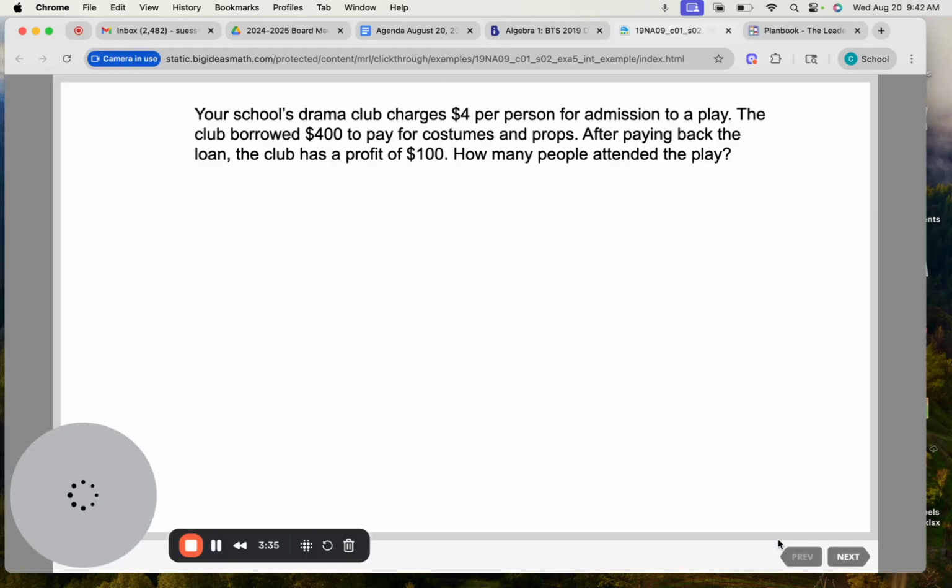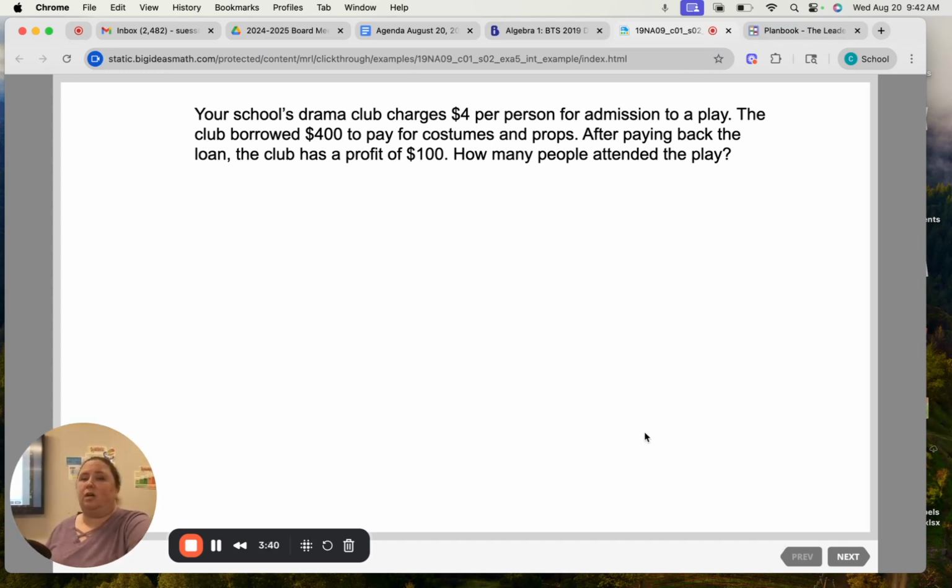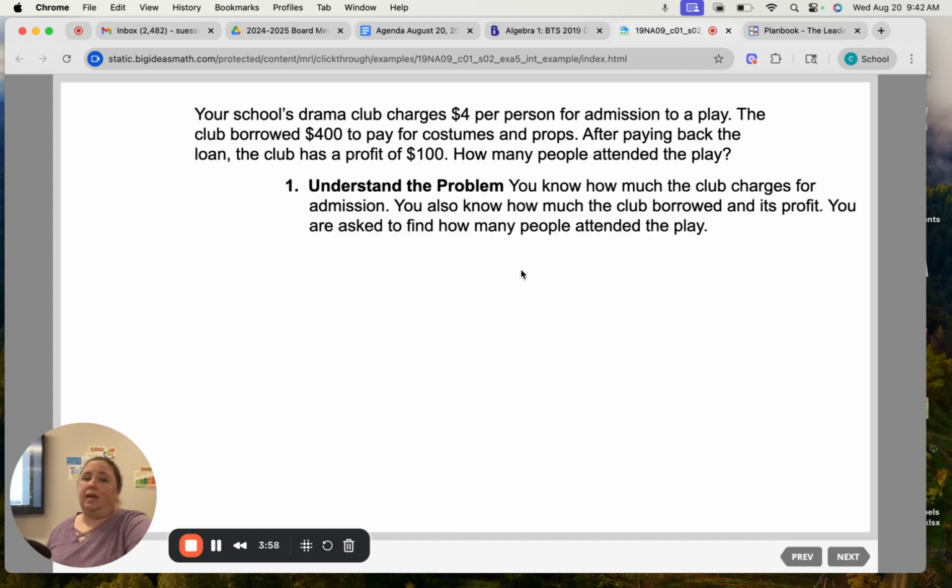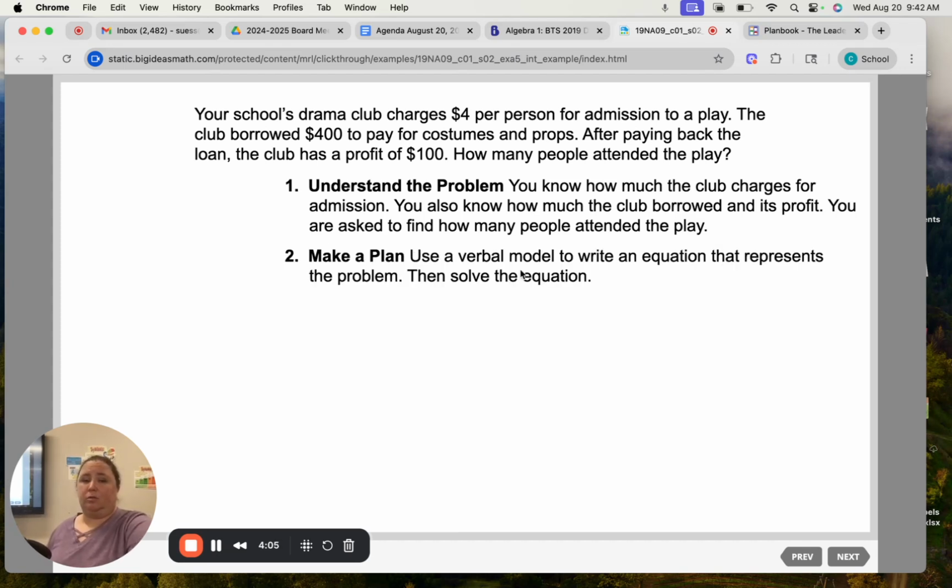Here is example 5. Your school's drama club charges $4 per person for admission for a play. The club borrowed $400 to pay for costumes and props. After paying back the loan, the club has a profit of $100. How many people attended the play? All right, so we have to figure out how many people showed up. So our variable is the number of people. We could use N or X or whatever we want for the variable.